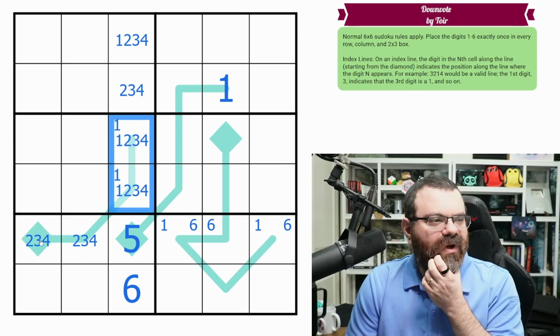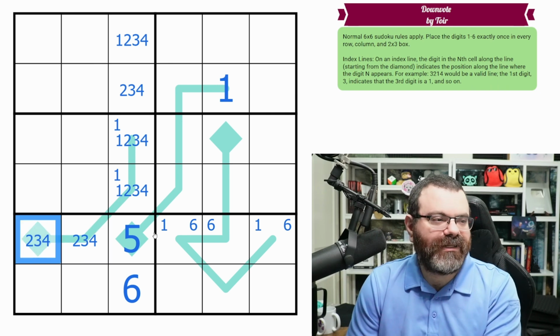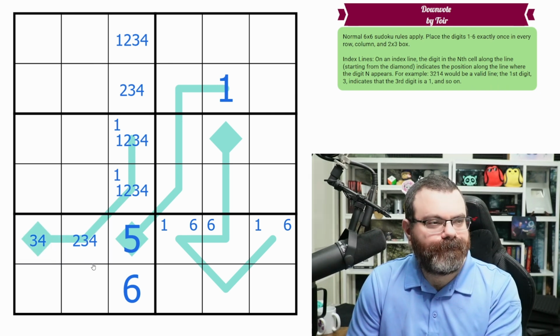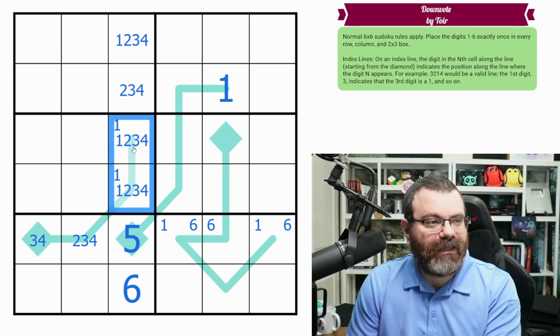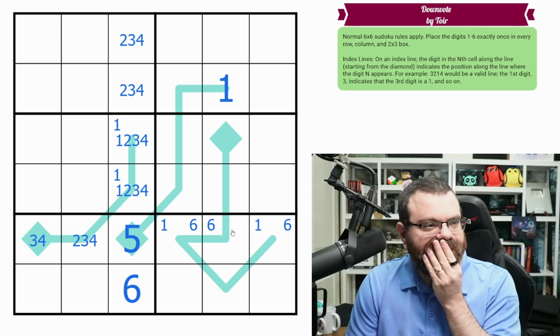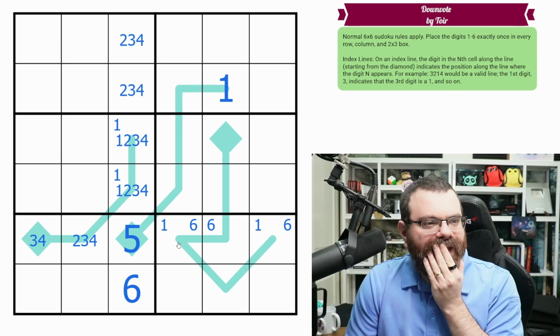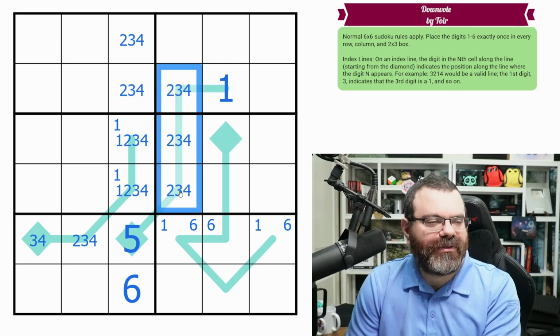Well, if one of these 2 is a 1, this tells us where the 1 goes, and it's certainly not going in the 2 slot, so it's going in 3 or 4. Okay. And that means this isn't a 1 either. The pointing ones. What else do I have? This is a 2, 3, 4 triple.